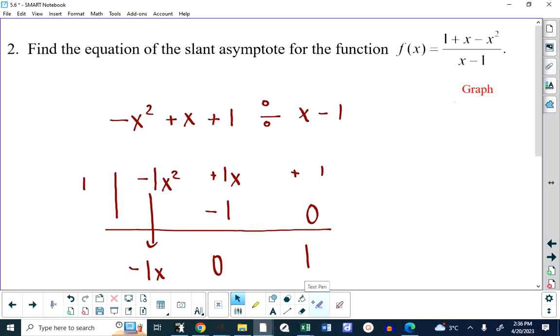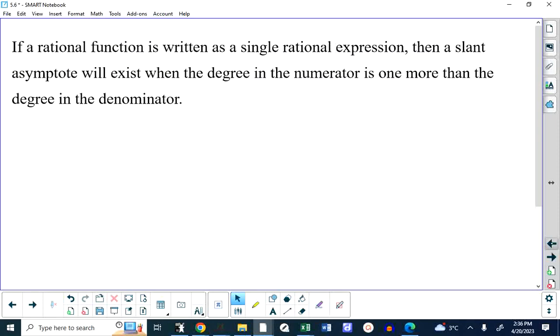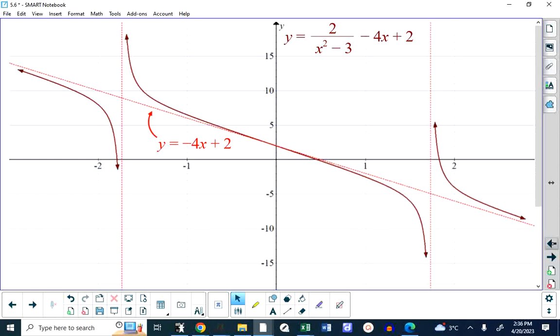I'm going to say yes because the only reason something like this has 2 asymptotes, by the way, vertical asymptotes at plus or minus root 3, do you see that? The only reason that has vertical asymptotes is there are zeros of the denominator. And you understand why negative 4x plus 2 is the slant asymptote? If I do this, I can't have any vertical asymptotes, but I still have to have a slant asymptote.